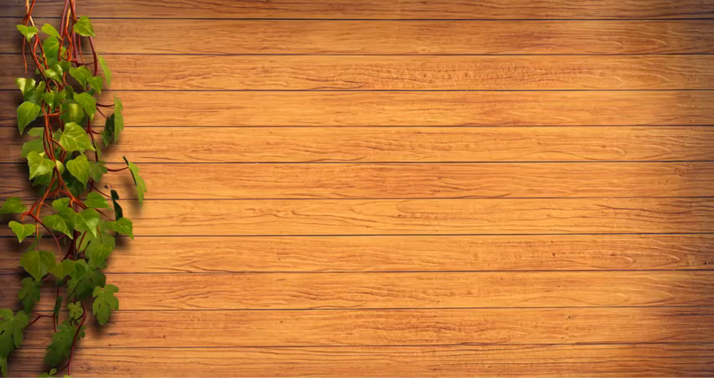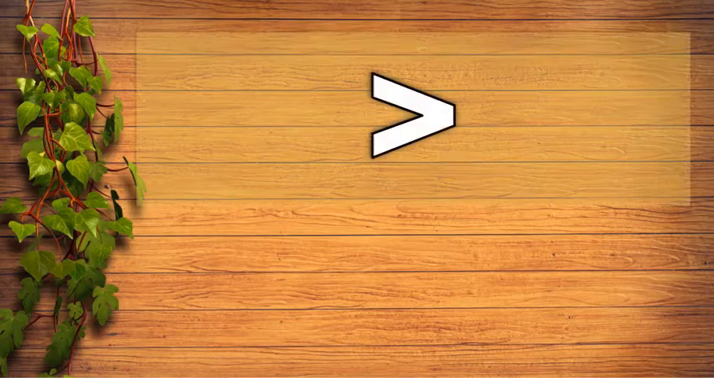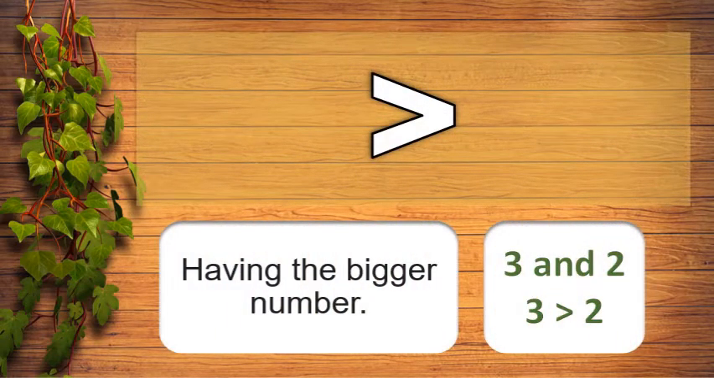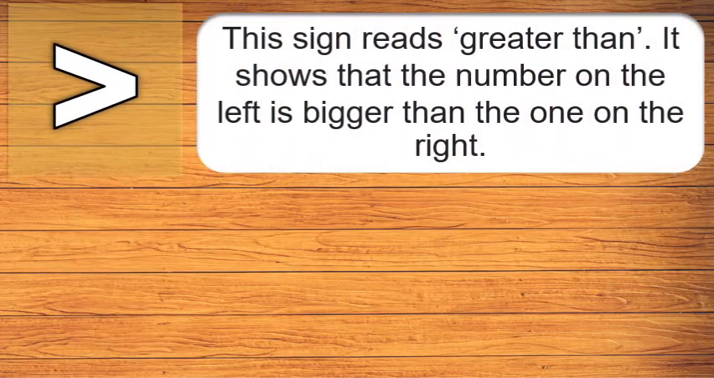The next sign is having the bigger number, 3 and 2. Look at the sign. It opens its mouth on the left side because the left side has the bigger number. This sign is called greater than. This sign reads greater than. It shows that the number on the left is bigger than the one on the right.